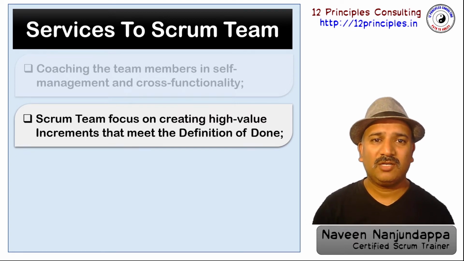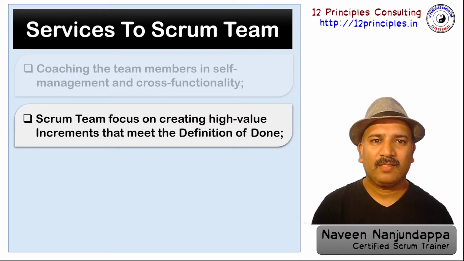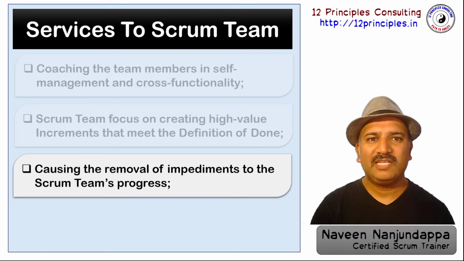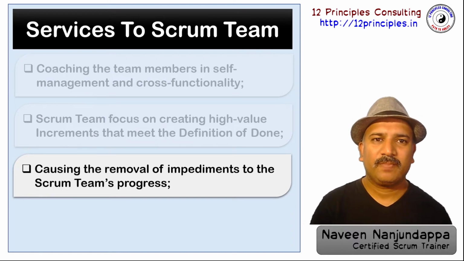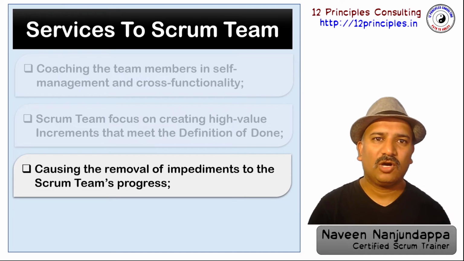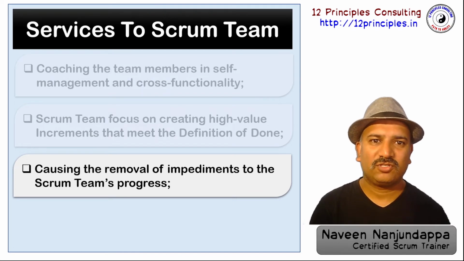So the Scrum Master will ensure that the Scrum team understands how they are going to focus and how they are going to add value during the sprint. The Scrum Master also coaches the team to remove the impediments during the sprint. It is not that the Scrum Master removes the impediments, but the Scrum Master has to coach the team on how to remove the impediments. It is more like teaching how to fish rather than giving a fish.